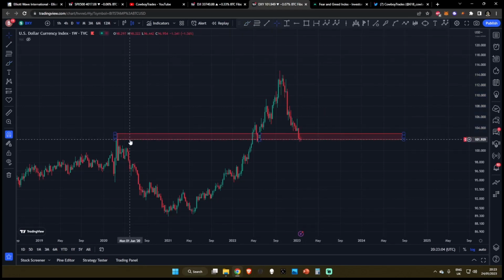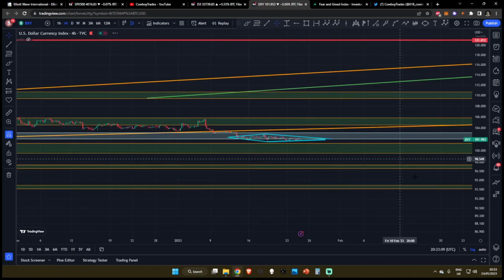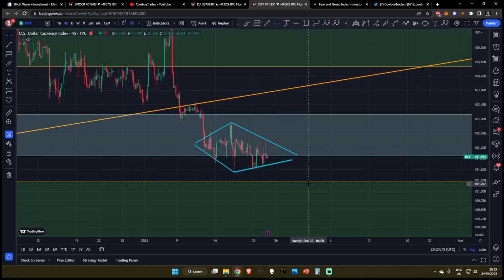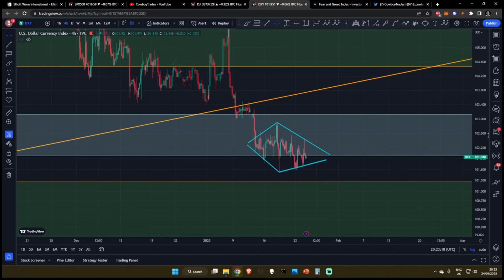Really keep your eyes on the DXY at 101.9. This is a huge level that you would definitely want to see hold if you want the DXY to push up further. There's not really much more room for the DXY to come back down to the downside and still have a good chance of going on another push back up.